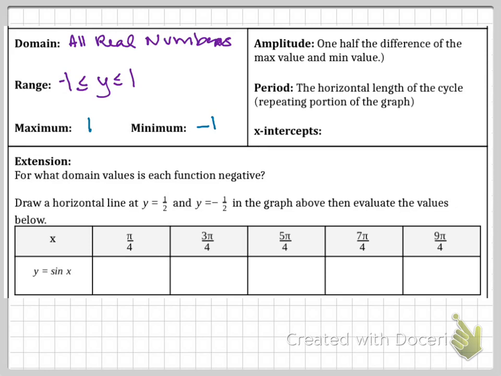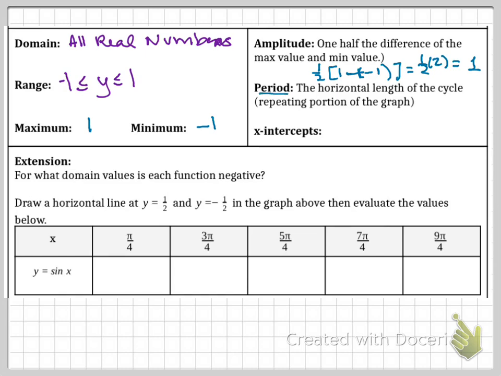So now let's look at the amplitude. The amplitude is half the difference of the max value and the minimum value. There's a formula: 1/2 times the max value, 1, minus the minimum value. And so that's 1/2 of 1 minus a -1, which is 2. So the amplitude is 1.